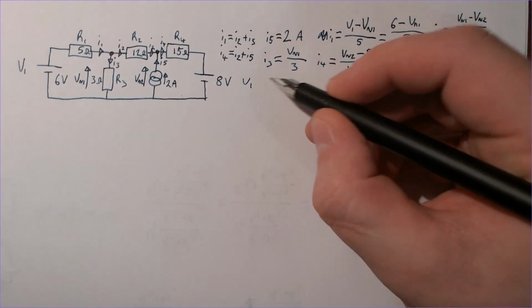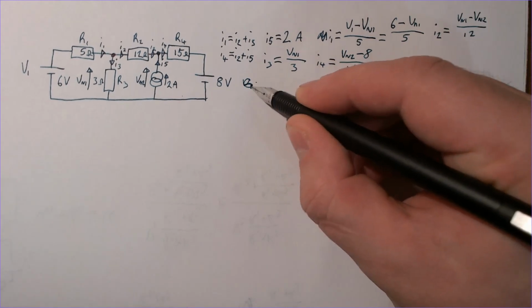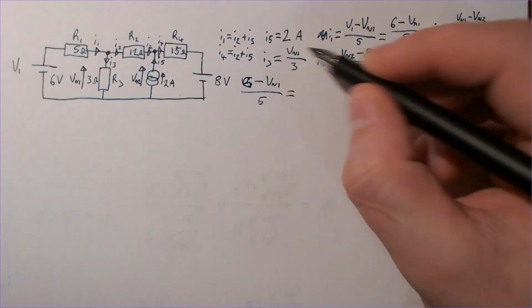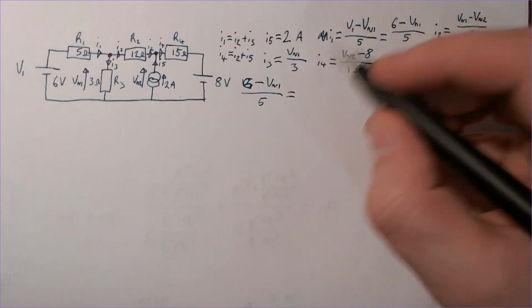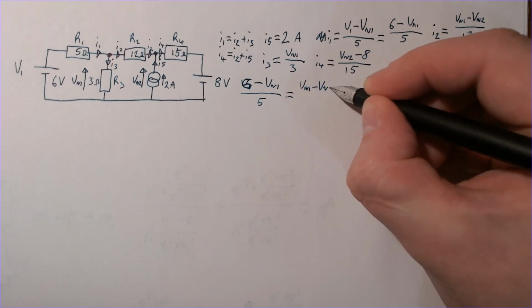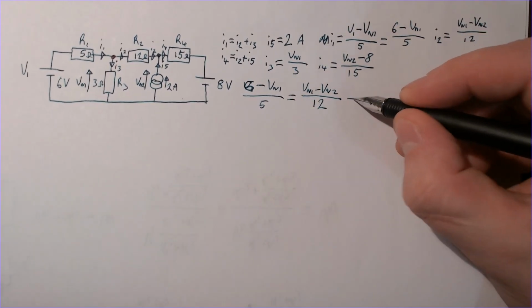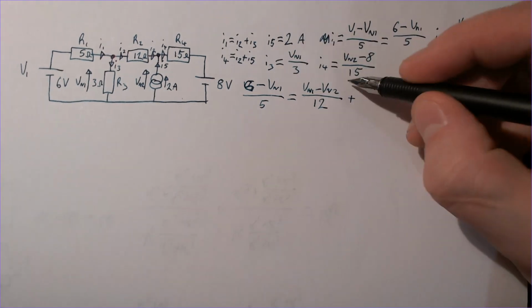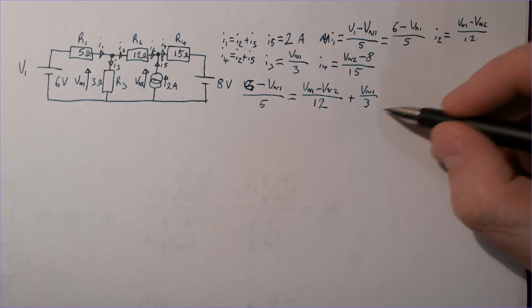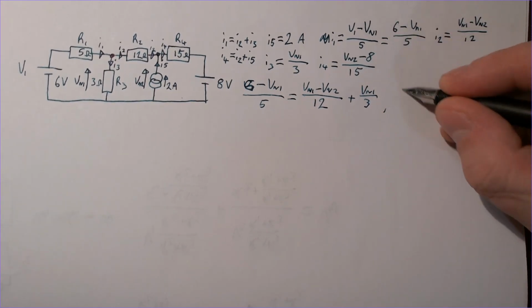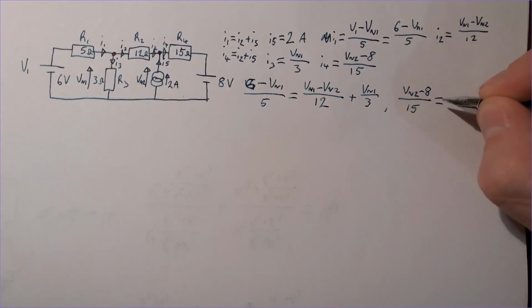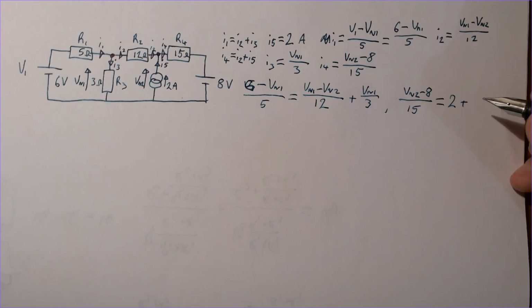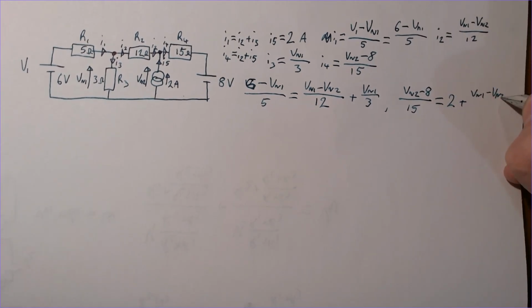So V1, which is 6, minus Vn1 over 5 equals I2, which is Vn1 minus Vn2 over 12, plus, and this is 2 I3, I3 is Vn1 over 3, and separately I4, which is Vn2 minus 8 over 15, equals I5, which is 2 amps, plus I2, which is Vn1 minus Vn2 over 12.